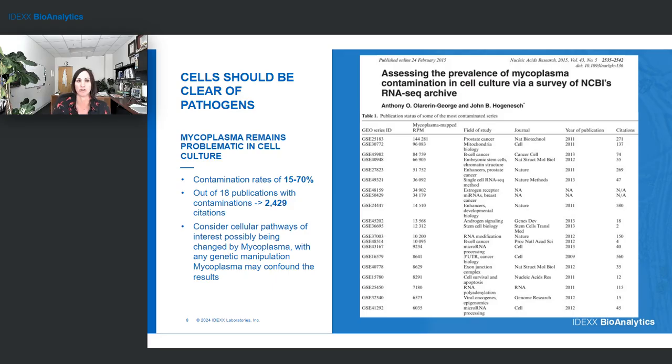They concluded overall contamination rates of anywhere from 15 to 70%. Depending on how you look, these numbers shift a little bit. So we know this is still quite prevalent, and we know that mycoplasma has serious effects on cellular function, so it must continue to be excluded from cell culture.